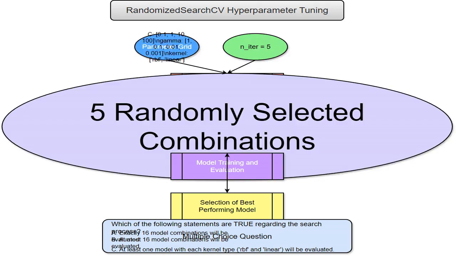Based on the n_iter equals 5 setting, only 5 unique sets of hyperparameters will be chosen at random from the many combinations of C, gamma, and kernel for testing. Remember, the random selection doesn't guarantee that any specific feature or value is selected. These 5 combinations define the models trained and evaluated in this step.